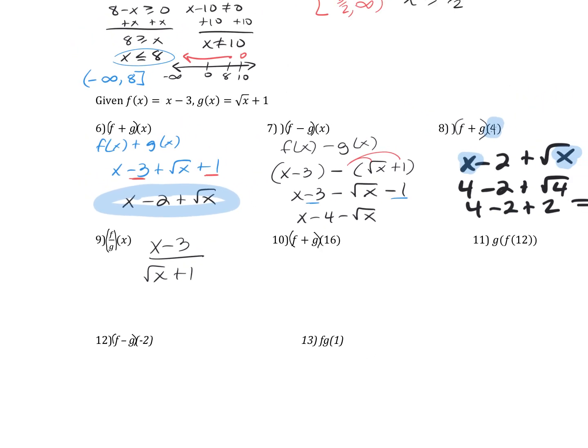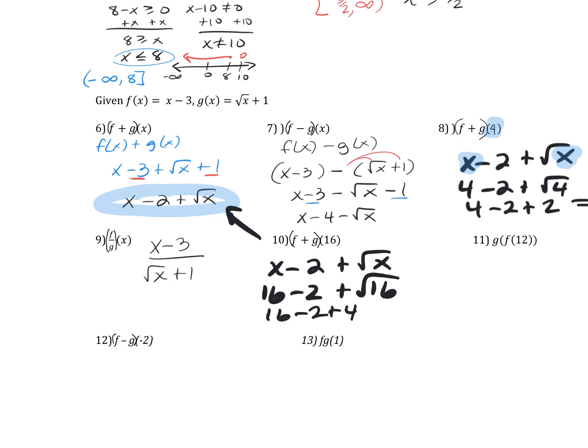For the next one, it wants me to plug in a 16 this time. So again, I'm going to take this answer I got from number 6. I'm taking the x minus 2 plus the square root of x. 16 minus 2 plus the square root of 16. All right, so then this one, I need to square root the 16. And then I'm going to add straight across. So 16 minus 2 is 14. And then 14 plus 4 gives me 18.